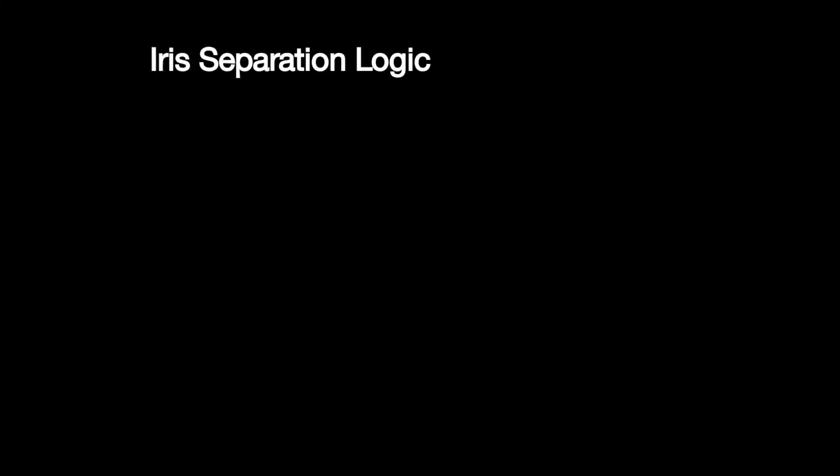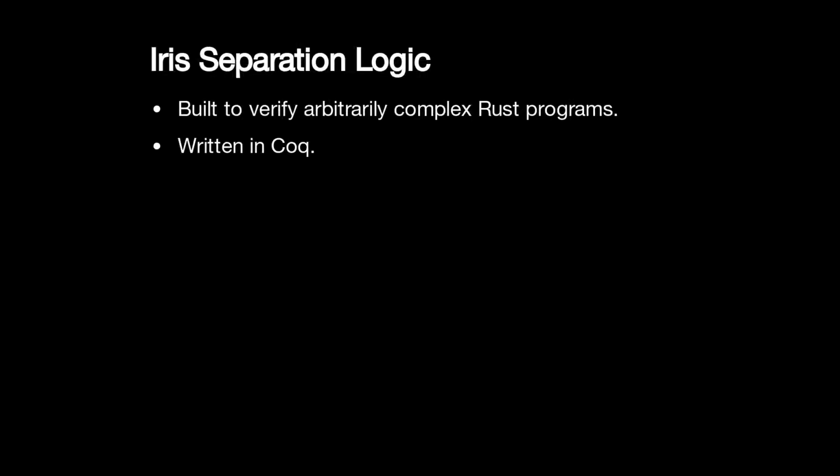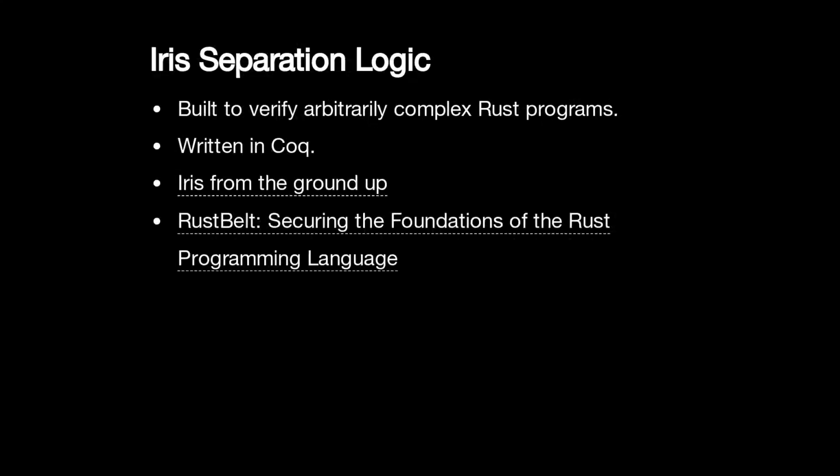That's where this comes in. There's a project that's fairly recent. I think some of the final papers came out in like 2018, called the Iris separation logic. Basically, it was built by a team of academics, and the idea was that they were trying to verify arbitrarily complex Rust programs. It's written in Coq, that language I was talking about before. And here are some papers. These are a lot more punishing. Jumping into these directly would be very, very difficult.